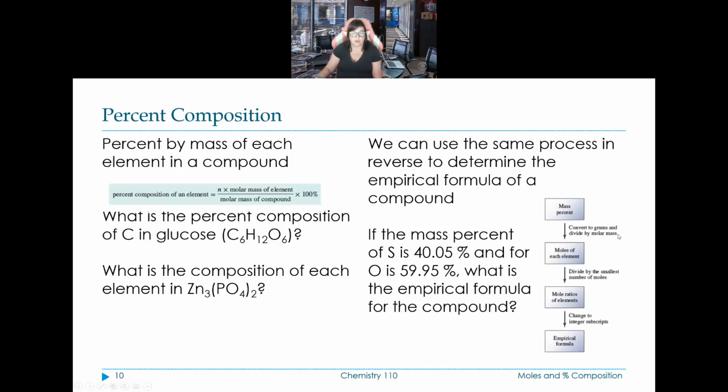And then it says I have the mass percent. I convert that to grams and divide by the molar mass. That gives me the moles of each element. I divide by the smallest number of moles, which gives me the ratio, and then I change that to integral. Right, that's all gobbledygook. What the heck does that mean?